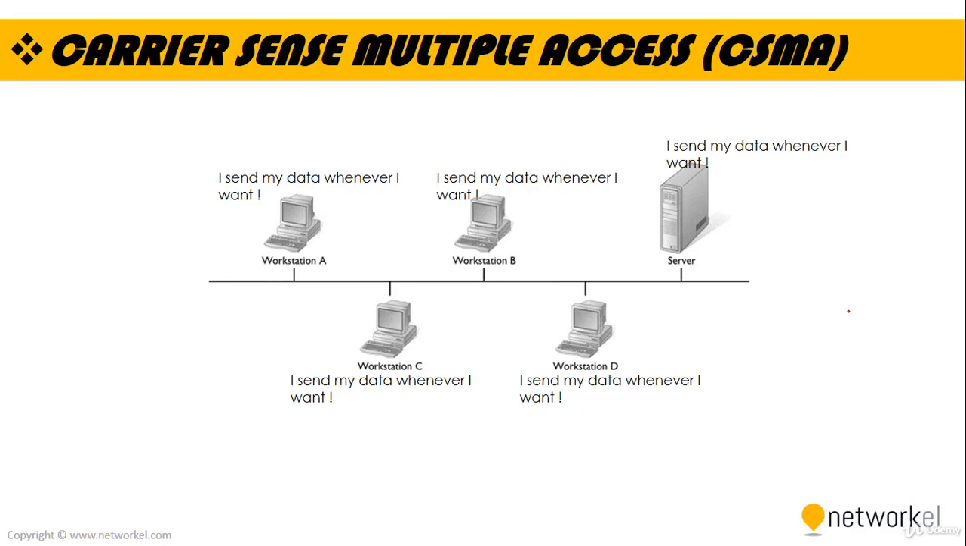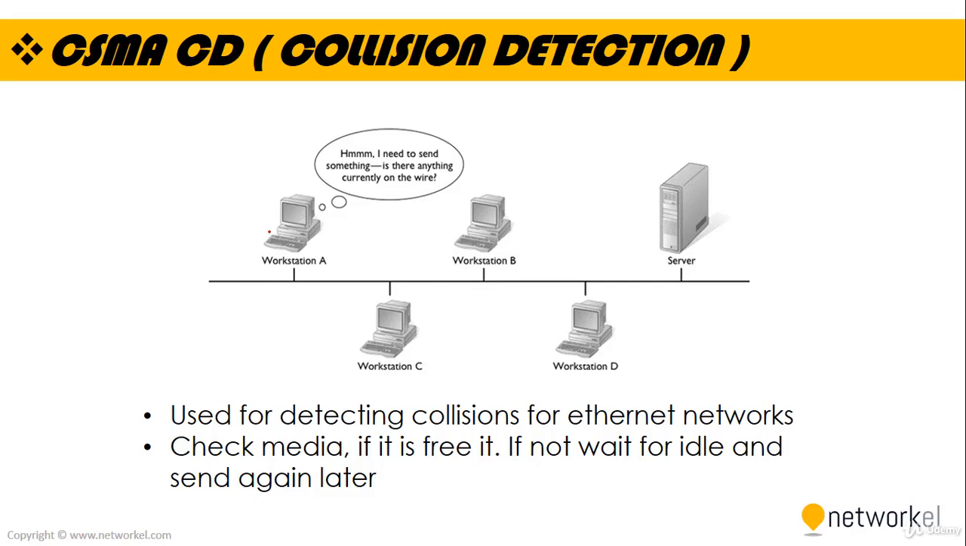In a shared media, devices may want to send data at the same time. Carrier sense multiple access (CSMA) method is used for sharing the media, but collisions may occur if two devices try to send data at the same time. On the screen, as you can see, all workstations are saying that I send my data whenever I want, and they don't want to share the media. So we have a method named CSMA-CD, CSMA collision detection, used for detecting collisions for Ethernet networks.